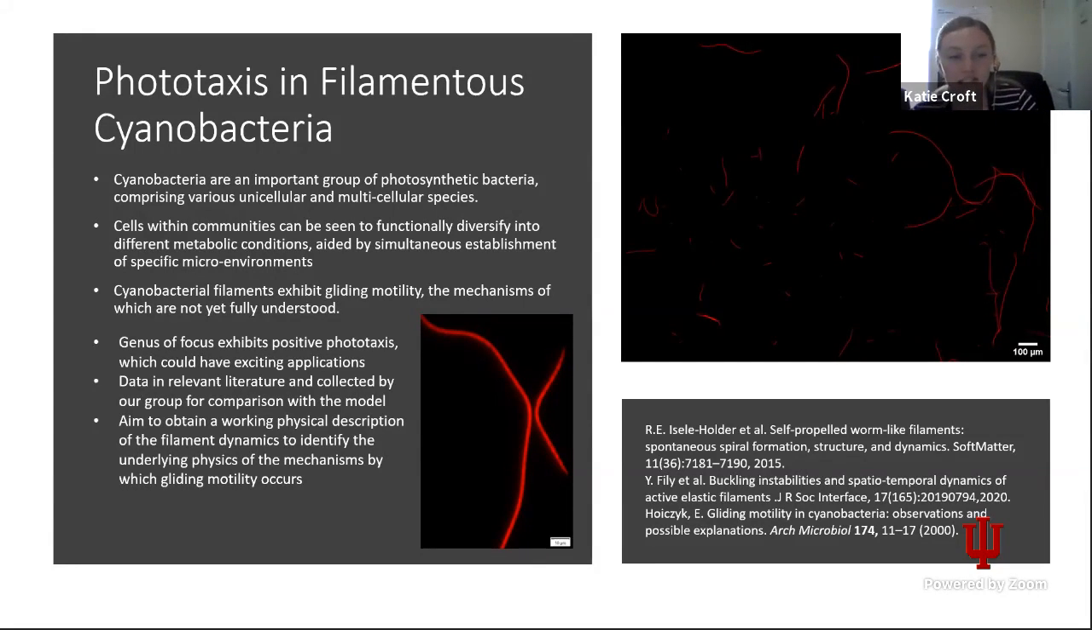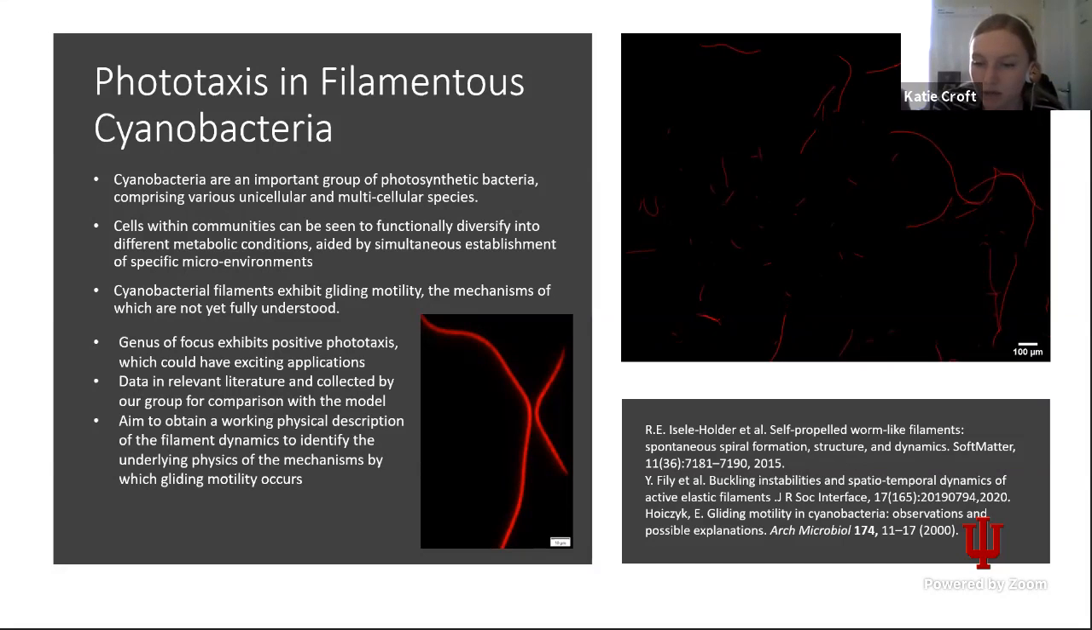There's a lot of data collected from one of the PhD students in our group, and there's a wealth of data in the literature that could be used to compare with the model. The aim is to produce a working physical description of the filament dynamics to successfully describe the gliding motility of the cyanobacteria, as we currently don't understand it. Ideally, this would be in a quasi 2D space, because that's where the data we currently have is. This would help to shed light on the underlying physics at play, and particularly in the context of the phototaxis, because that's something we'd like to quantify.